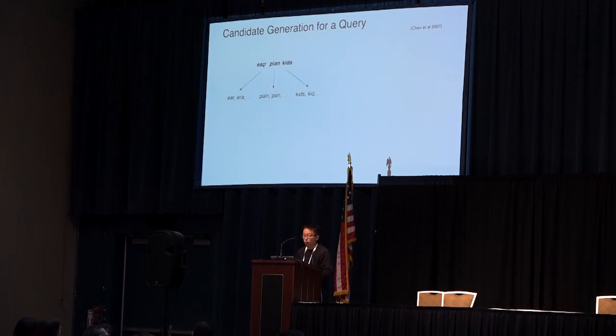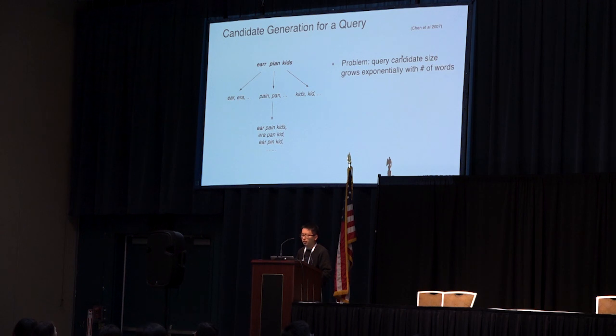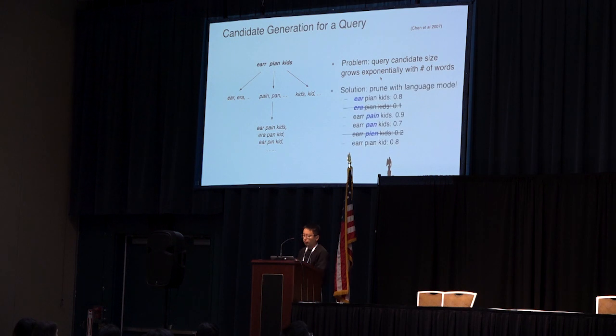So this is an example with two wrong words, ear and pain. You can apply the previous method and then generate candidates for each word. And then the candidate generation is simply, for the query, all the combinations. The problem is the query candidates grow exponentially with the number of words. And then their solution is to prune the second layer, the word candidates, by using a language model.